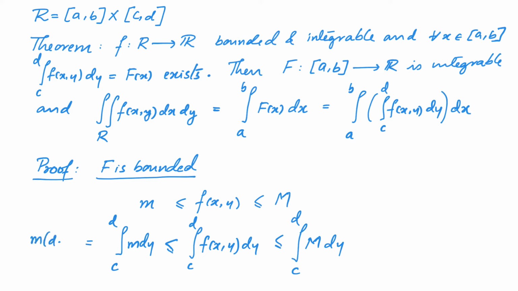But the integral from c to d of small m dy is equal to m times (d minus c), and the integral from c to d of capital M dy is equal to capital M times (d minus c). And thus we know that this integral is bounded between small m times (d minus c) and capital M times (d minus c). Thus we have proved that capital F is a bounded function. Next we will show that capital F is an integrable function.